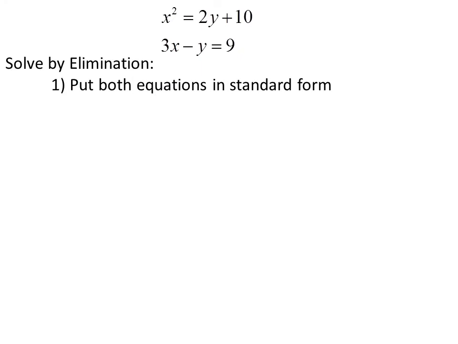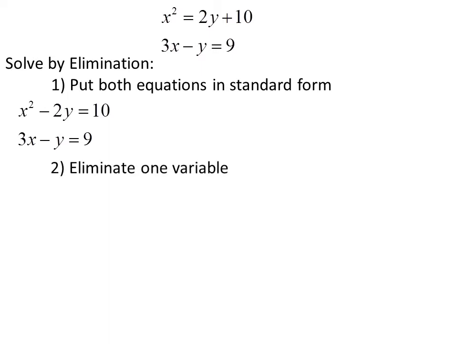All right, now let's solve by elimination. So the first thing you want to do is you want to put both equations in standard form. So the first equation is x squared minus 2y equals 10, and the second one is already in standard form. I'm going to eliminate one variable. Well, if I take a look at these 2 equations, it looks like the easiest one to eliminate would be my y's. So if I take my second equation and multiply it by -2, then I would eliminate my y's.